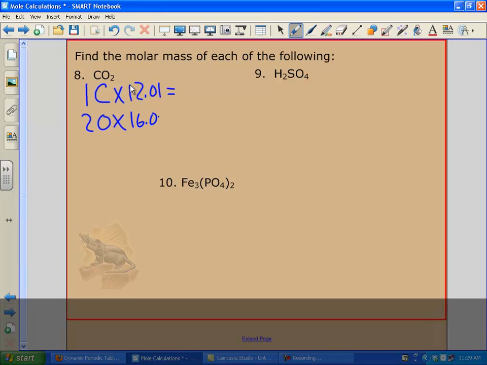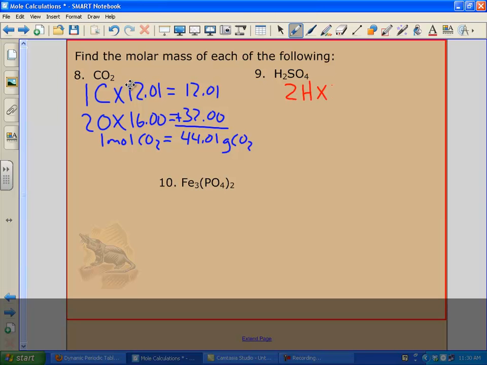So 12.01. Okay, so 1 times that, 2 times 16. Remember not to accidentally multiply that by 20. Okay, it's 2 oxygens times 16. So 12.01 plus 32. Okay, and that's going to give us 44.01 grams. And remember that equals 1 mole. So 1 mole of carbon dioxide equals 44.01 grams of carbon dioxide. Okay, and once you've got that, then these work out the same way as what we did yesterday with gram atomic mass. You just plug them in as conversion factors.